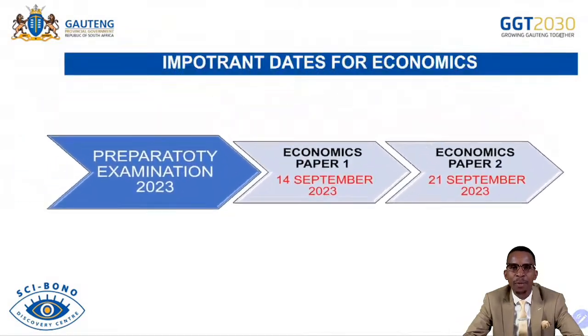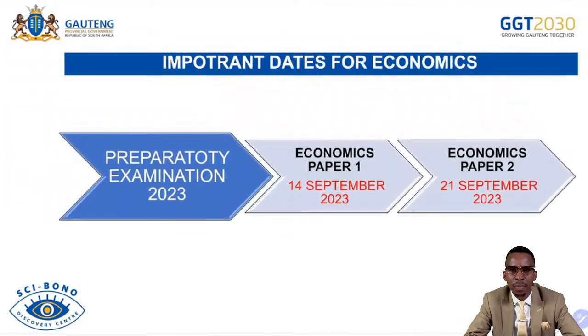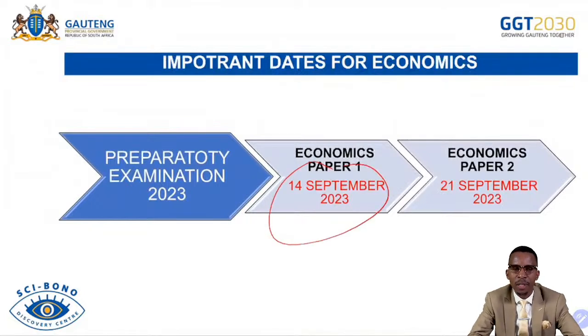The following are the important dates for you for this term. Remember, there's a preparatory examination going on already in Gauteng. As for paper 1, we'll be writing paper 1 for economics on the 14th of September. And then paper 2 will be written on the 21st of September 2023. We just have to be prepared for this examination.